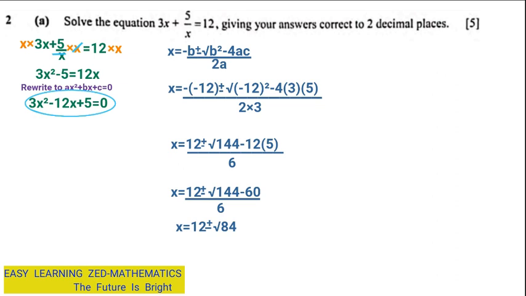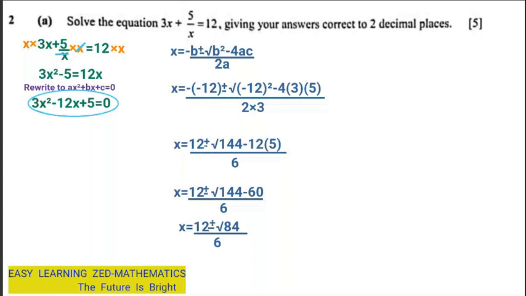Now we need to find the value of when you add 12 to the square root of 84 divided by 6, and when you subtract the square root of 84 from 12 divided by 6. Okay, so now let's see what we get. So now let's find when we add 12 to the square root of 84, then divided by 6. So what I'm going to do is write 12 plus square root of 84 divided by 6.